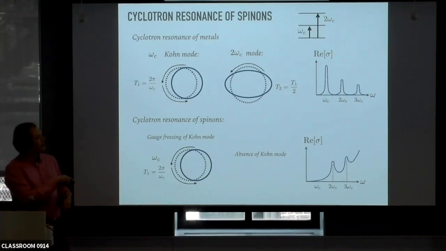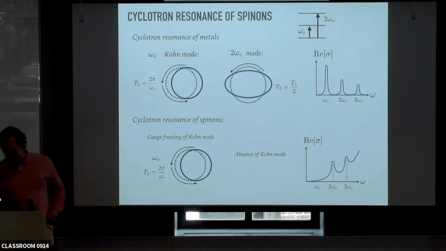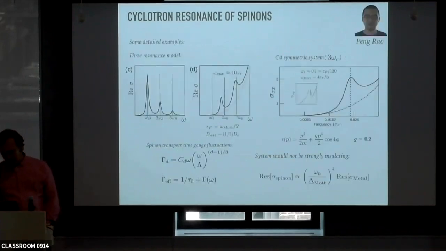But these higher harmonic deformations of a Fermi surface, like this nematic deformation, remain soft. This deformation of the Fermi surface is the one that gives rise to the second harmonic and so on. So this is why they have no cone mode, but they have higher harmonic modes.